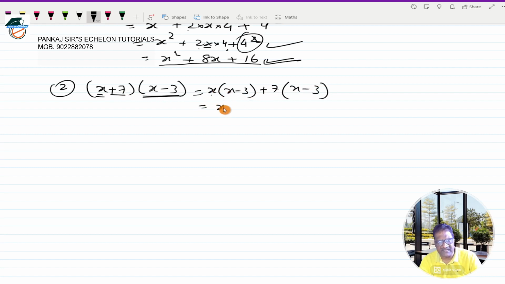X into x, x square. Minus 3 into plus x is minus 3x. And plus 7 into plus x will be plus 7x. Plus into minus is minus, 7 into 3 is 21. Then x square, minus 3 plus 7 will be plus 4, isn't it? And you have to just put an x over here. So this will be plus 4x and minus 21. So this is the expansion of this one, x plus 7 into x minus 3. Okay, hope you are understanding how I am doing it.